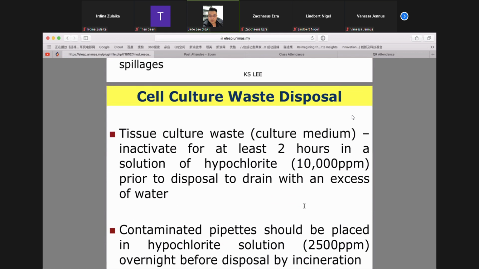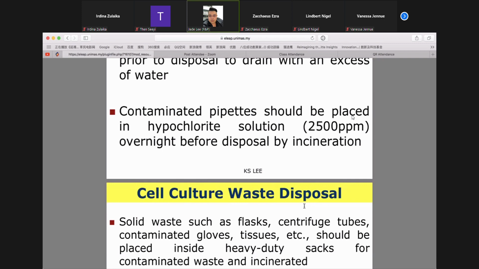Okay, so cell culture waste disposal. Tissue culture waste, for the culture media, should be inactivated for at least 2 hours in a solution of hypochlorite. Contaminated pipettes should be placed in hypochlorite at 2,500 ppm, parts per million, overnight before you dispose of them by incineration. Always remember, you need to incinerate it. Of course, in UNIMAS, you don't incinerate yourself because a company comes and collects it and they will incinerate it for you.